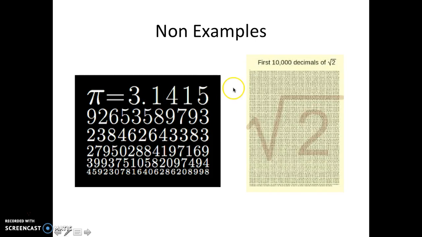The picture right next to it is the square root of 2. You can't really see it, but all of those little numbers back there make up the first 10,000 decimals of the square root of 2. It means it goes on forever, and it's not repeating. Both pi and the square root of 2 go on forever, and they do not repeat. There's no pattern. So those are not examples of rational numbers.